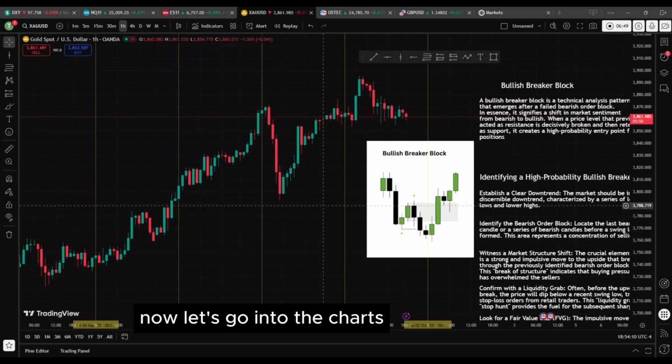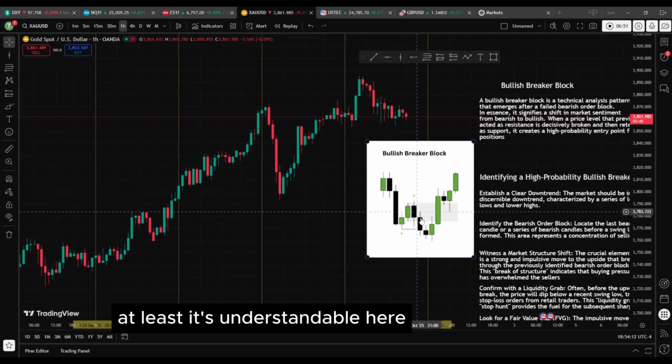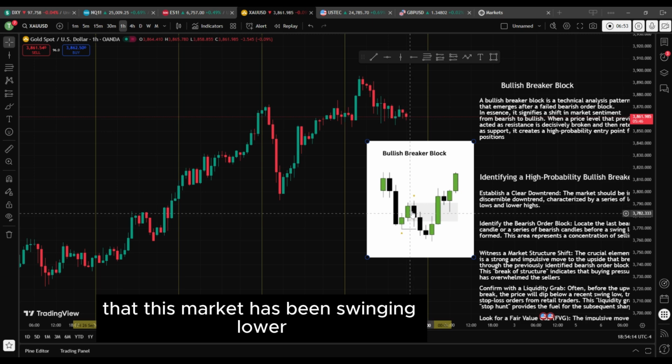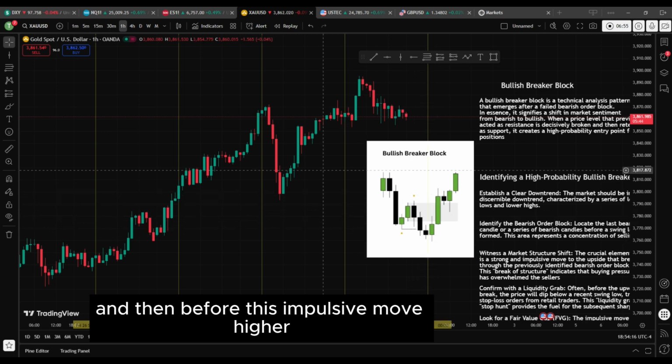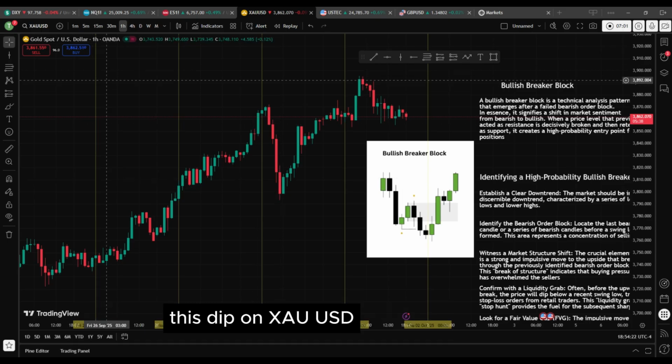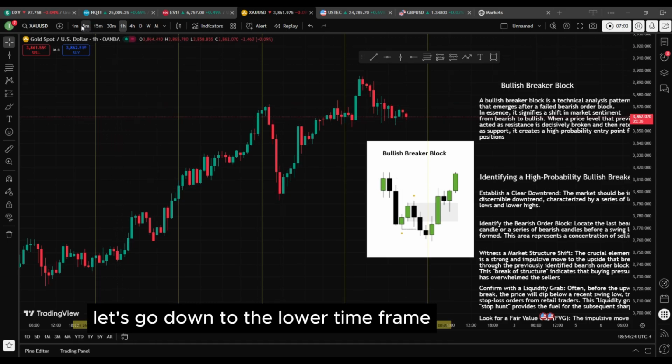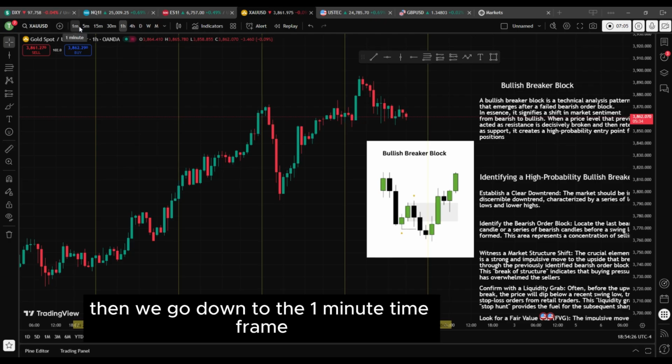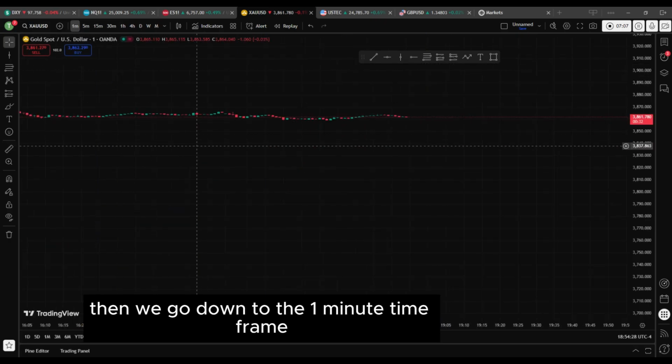Now, let's go into the charts. It's understandable here that this market has been swinging low and then before this impulsive move higher. This is on the hourly. Let's investigate this dip here. This dip on XAUUSD. Let's go down to the lower time frame. Then go down to the 1 minute time frame.